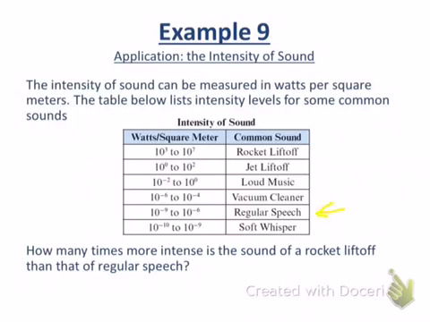Regular speech, rocket liftoff. Now notice that they're giving us answers here in ranges. So the intensity of the sound of a rocket is somewhere between 10 to the third and 10 to the seventh watts per square meter. That's a pretty big range. And regular speech, it depends on whether it's Mary Helen talking or Nick House talking. So you've got 10 to the -9 to 10 to the -6. All right, so we need to compare these numbers.